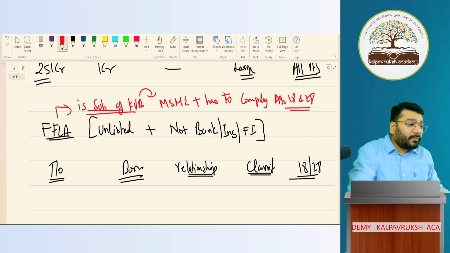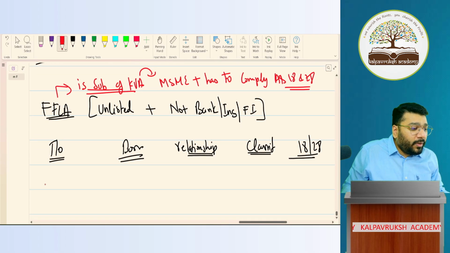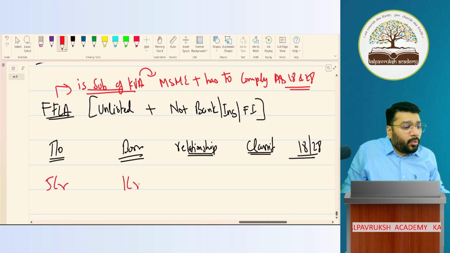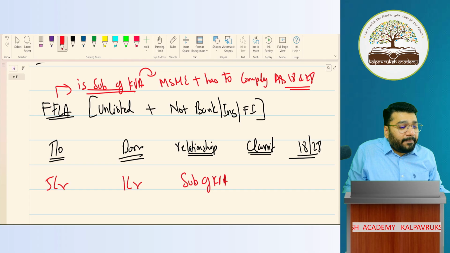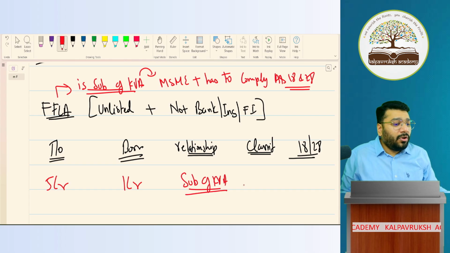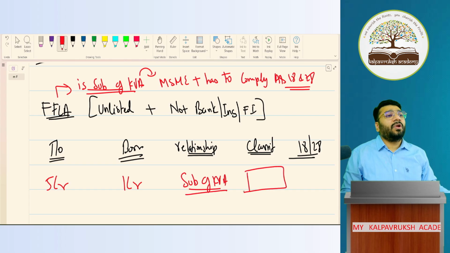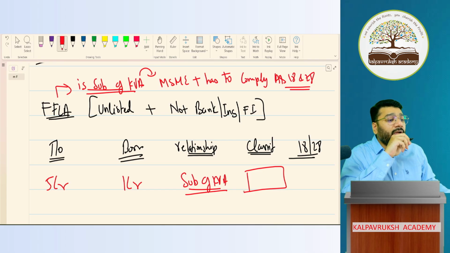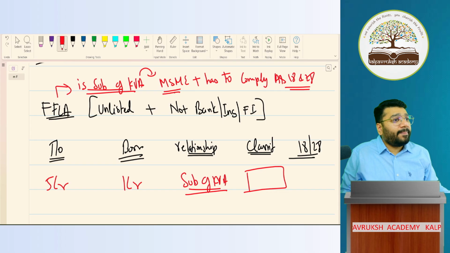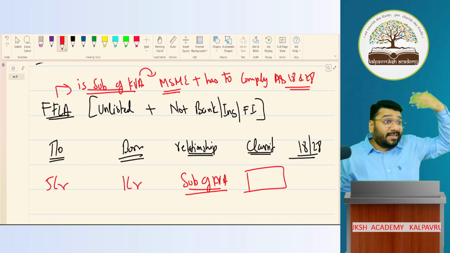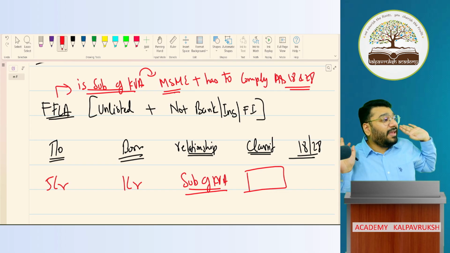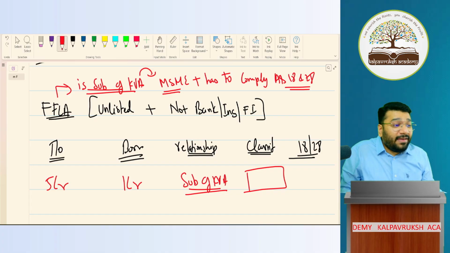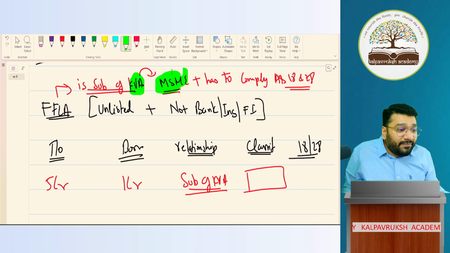More than 50 crore, so I have to comply with AS 18 and 28? Yes. Now FFLA, turnover 5 crore, borrowing 1 crore, subsidiary of KVA. What is the classification? KVA is MSME only. KVA is not large. If KVA is large, by default FFLA also will become large. But KVA is MSME.